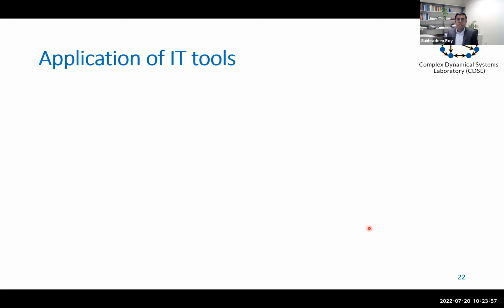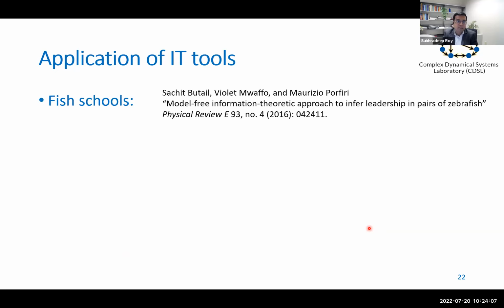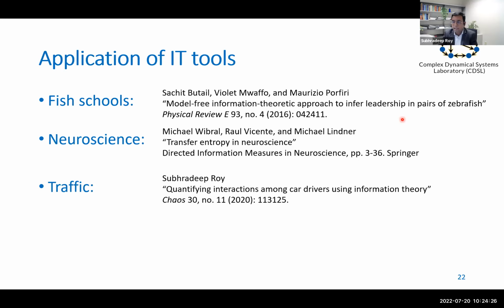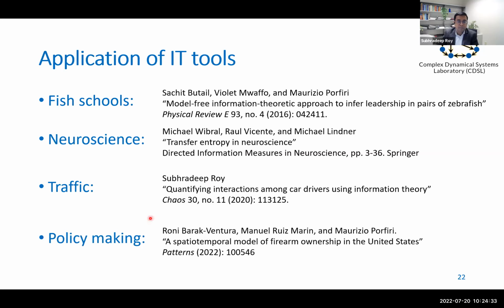But let's see what other applications of these tools there have been. Information theoretic tools have found a lot of different applications. Not only the bat swarm that I started with, it also has been applied to fish schools to identify the leadership in fishes. It has also found uses outside animal groups, in neuroscience, to identify basically the brain connectivity map, how the different regions of the brain influence each other. I'm also implementing these information theory concepts in traffic and transportation, which is my other research. And these tools have found applications even in policy making. So you can all be creative. This is an era of data, and I believe this tool will find a lot more diverse applications.